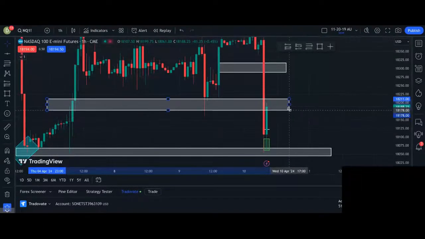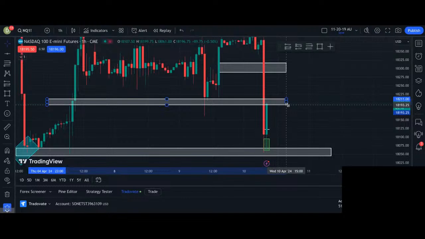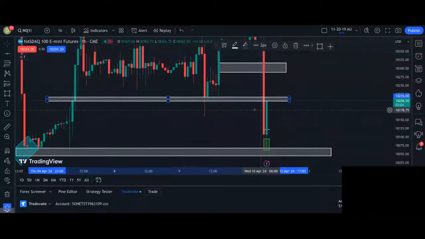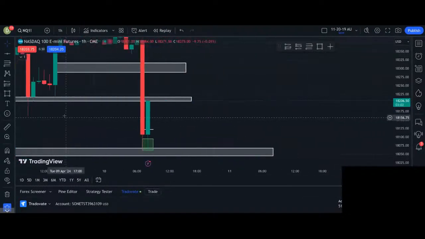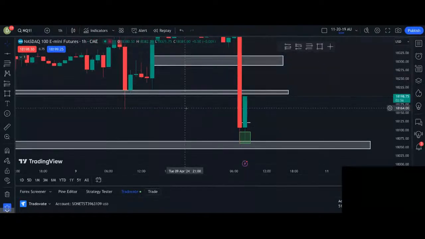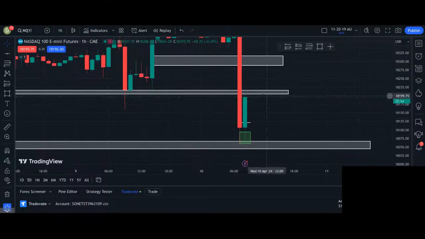So I'm gonna shrink my box to here. See what it does. And this is all just for mental, man. It's all for mental purposes.